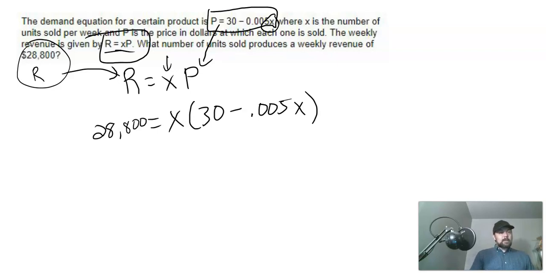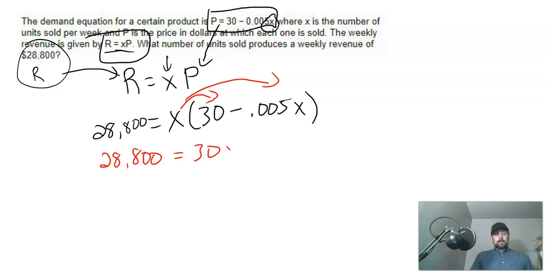And it may still not look quadratic, but it will once we take the first step here, which is distribute the x into the parentheses. So we get 28,800 equals 30x minus 0.005x squared. So this is a quadratic equation.